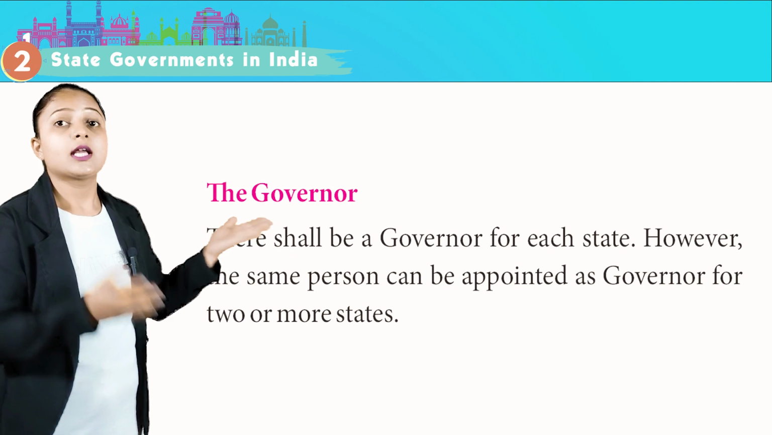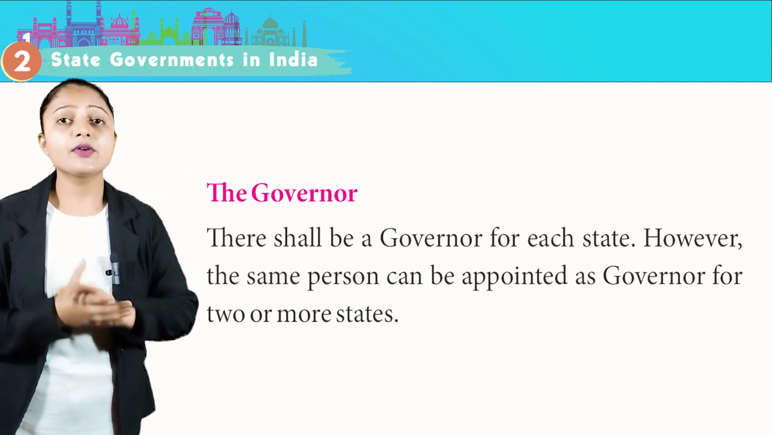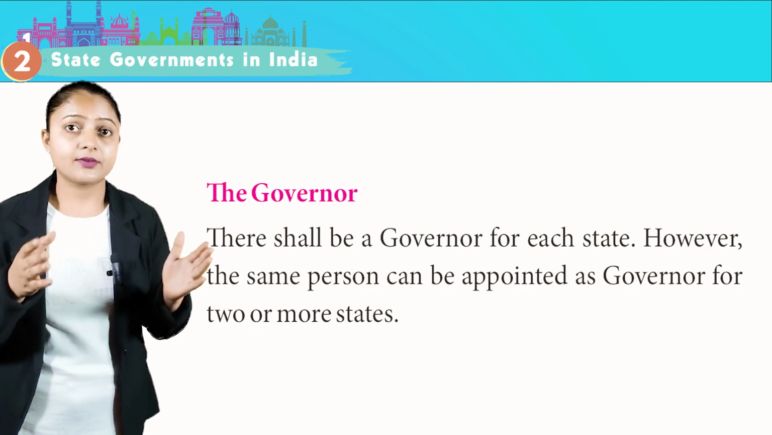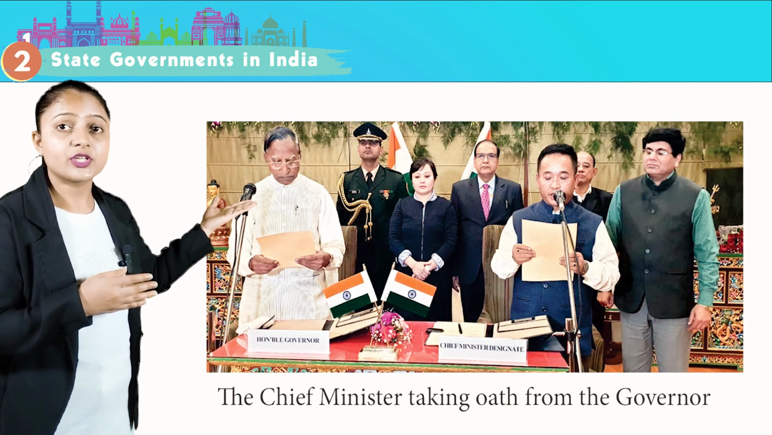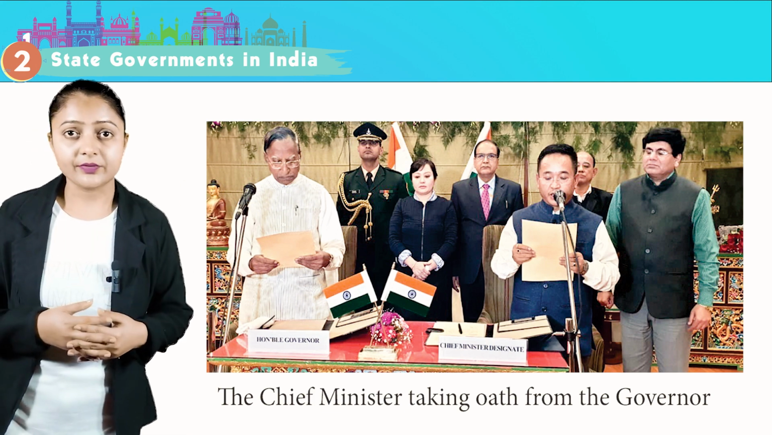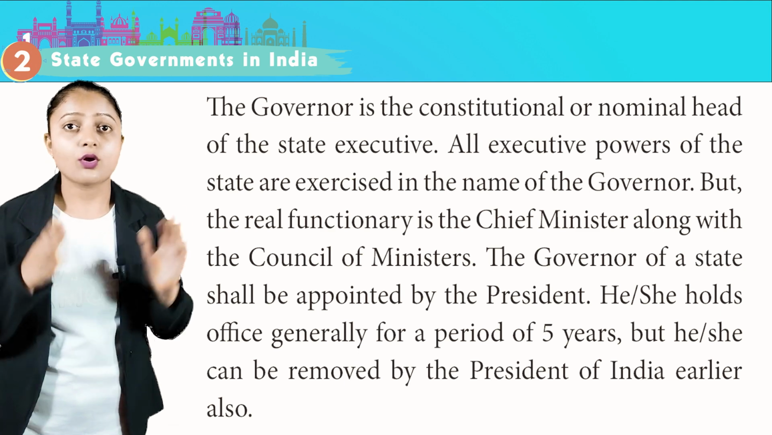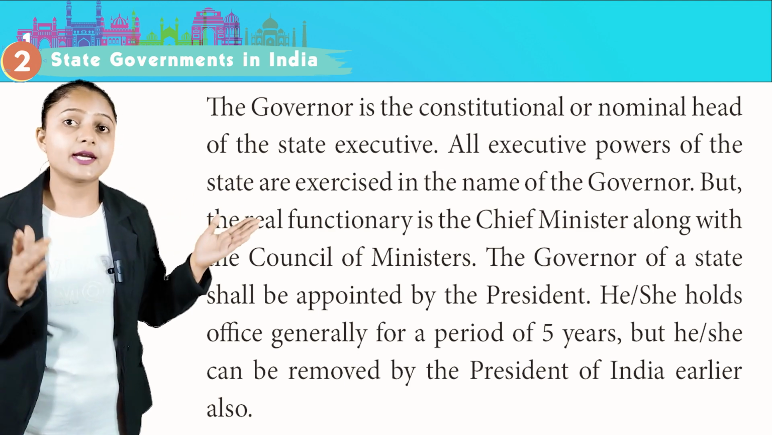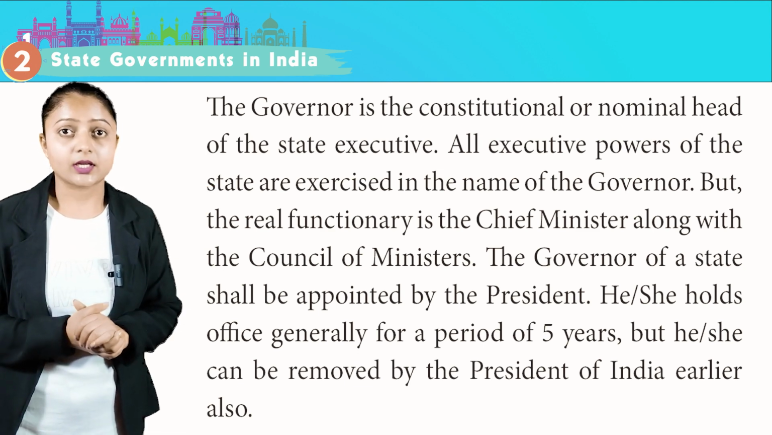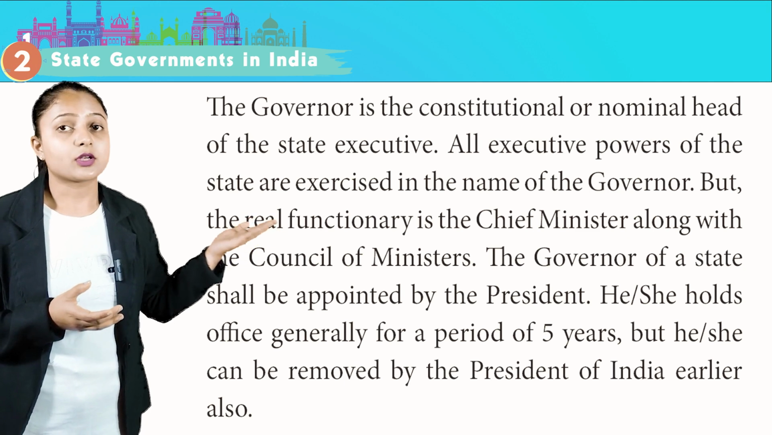The governor. There shall be a governor for each state. However, the same person can be appointed as governor for two or more states. This is an image of the chief minister taking oath from the governor. The governor is the constitutional or nominal head of the state executive. All executive power of the state is exercised in the name of the governor, but the real functionary is the chief minister along with the council of ministers.